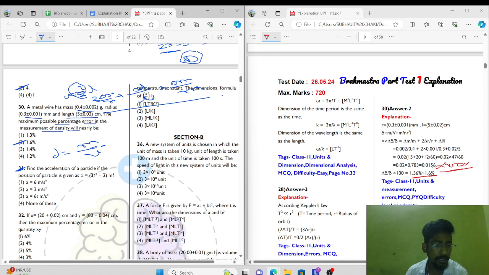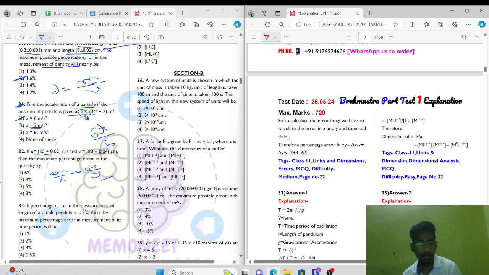So calculate the maximum error. How to calculate this is a very simple thing. First divide by x and y, right. So it will become del x by x and del y by y. Very easy. 0.02 by 20, 0.04 by 80. What is the value? It will be around 0.1, 0.5, 0.6%, right? So it will be around 6%. It is a very simple thing. 0.1, 0.5, 0.05. It is equal to 0.06, into 100 means 6%.